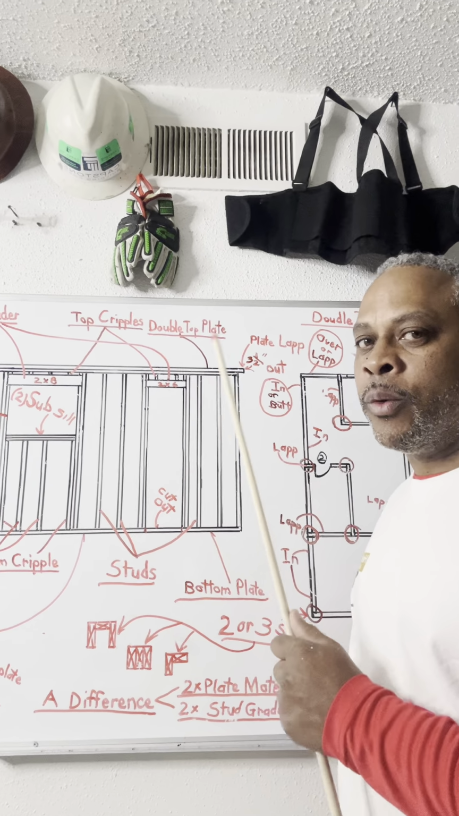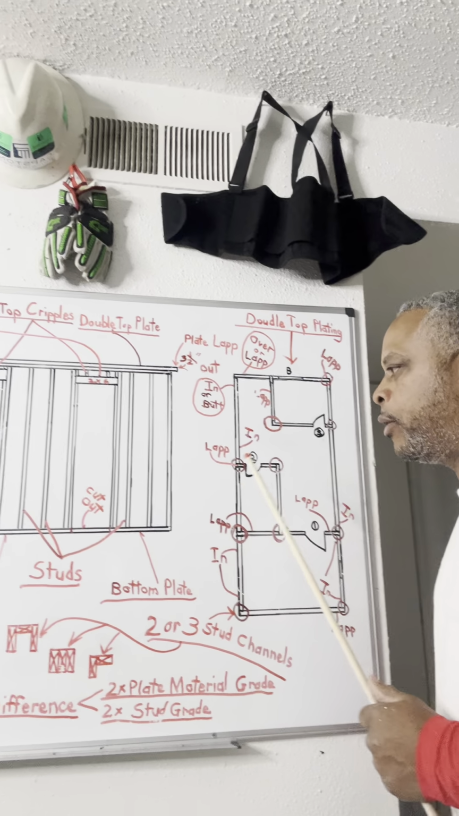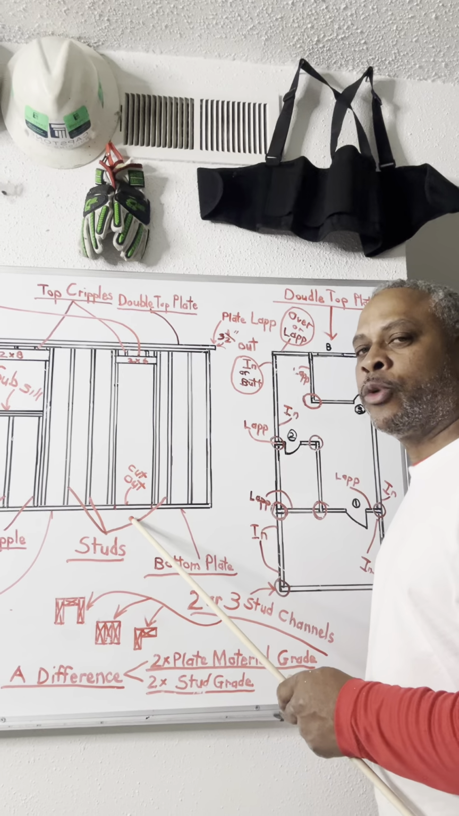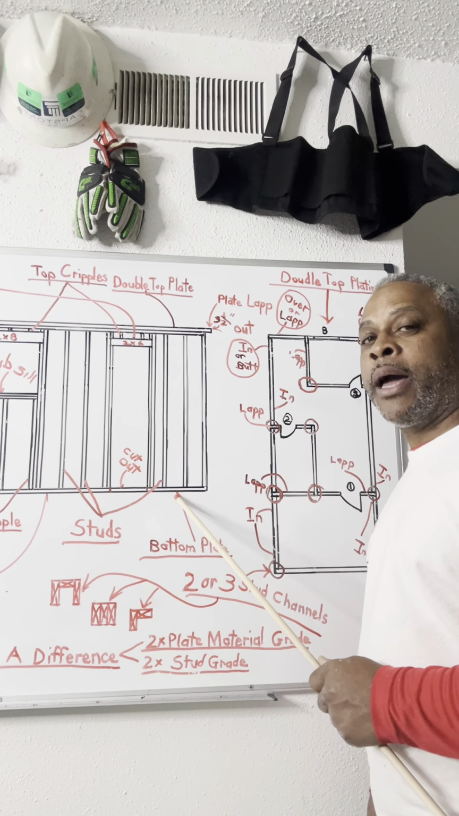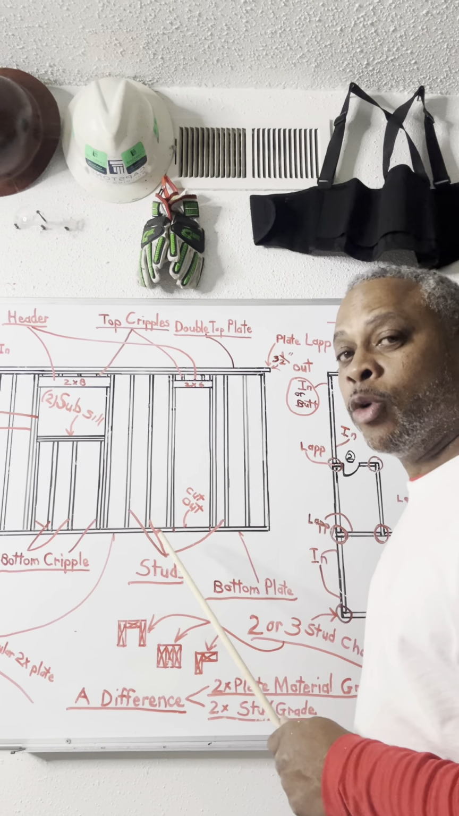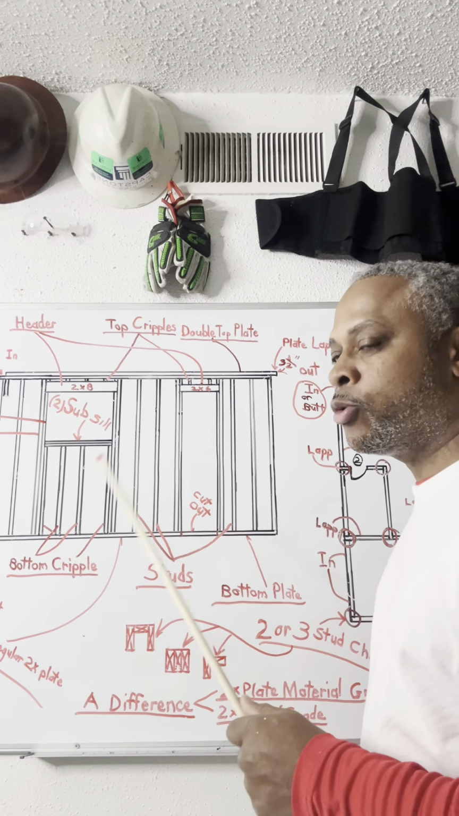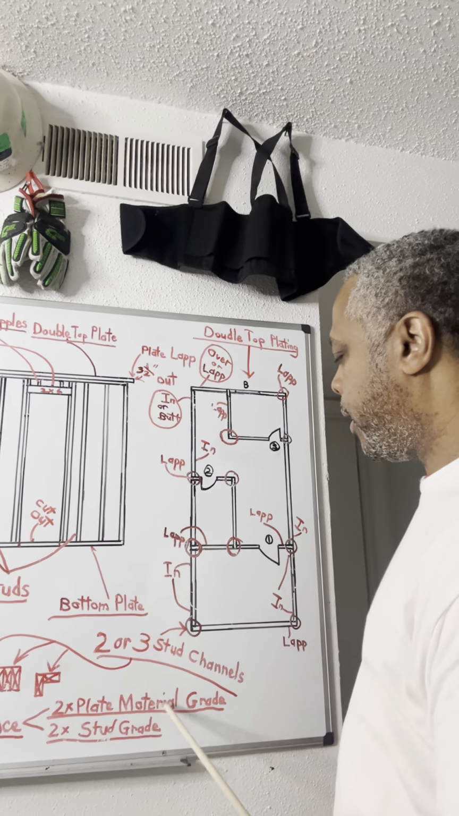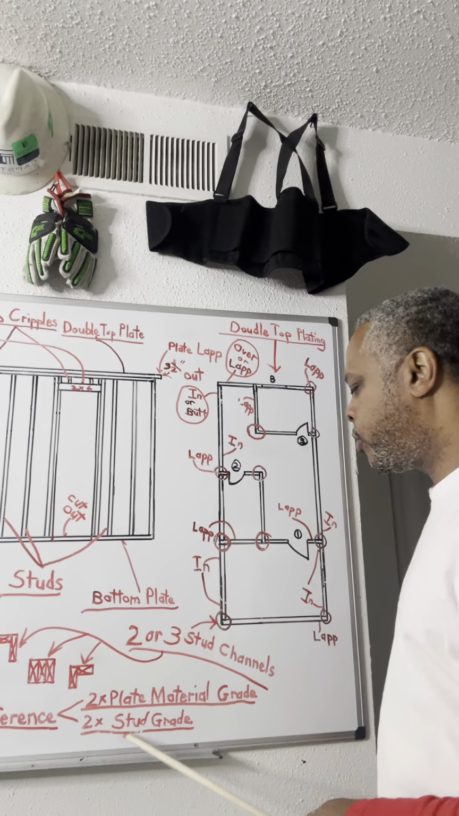The center line, we went over that in a previous video. Remember about your bottom plate? It's got to be pressure treated or some type of treated material. And if it's just on plywood flooring, then it could be plating material, not stud grade. Plating material is usually number one material grade. There's a difference between 2x plating material grade and 2x stud grade.